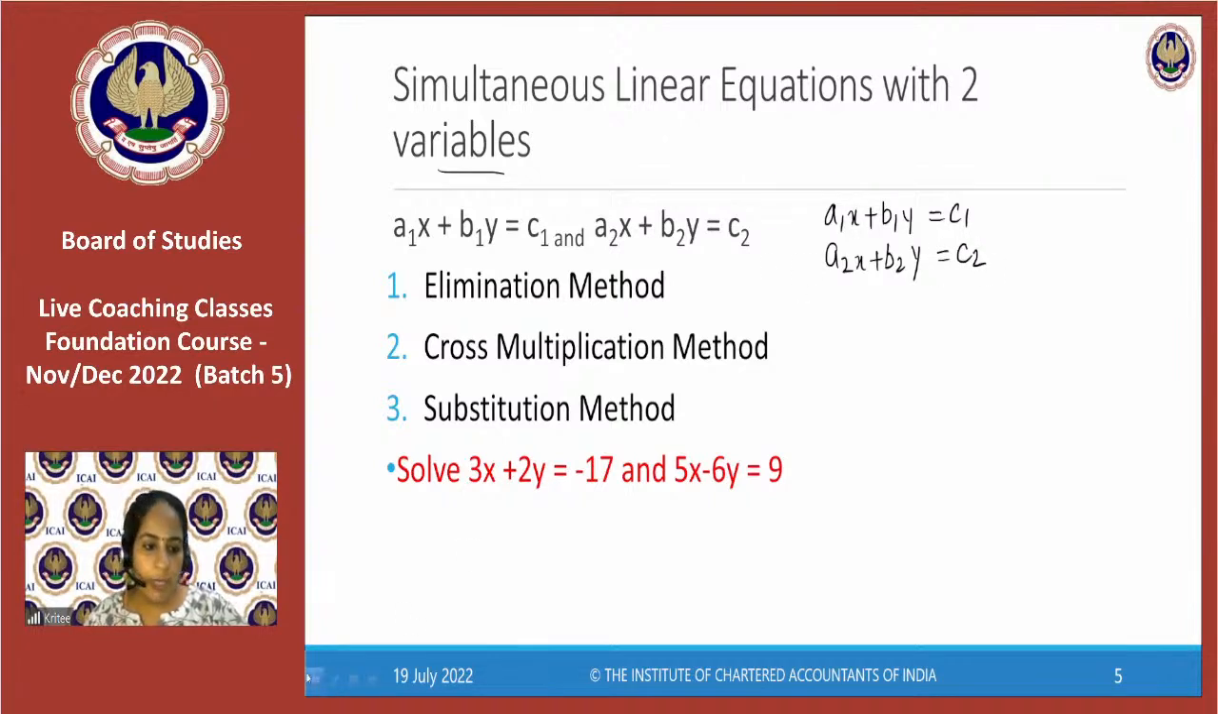So now if you identify, I have two variables. With both the variables the degree is 1. The highest power is 1. So these are known as linear equations. Linear equations with two variables. One thing to understand: linear equations with two variables.